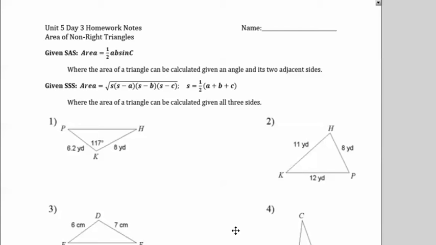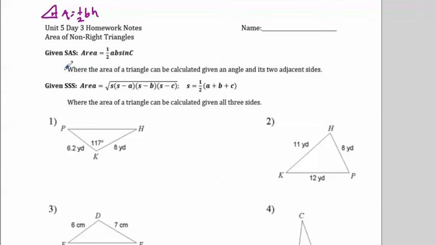Hello pre-calc students, these are your homework notes on the area of non-right triangles. So you know that if you have a right triangle, you could use your old formula of area equals 1/2 the base times the height. So for a right triangle, area equals 1/2 base times height. But most of the triangles are not right triangles, so you need some other formulas to help you with that.